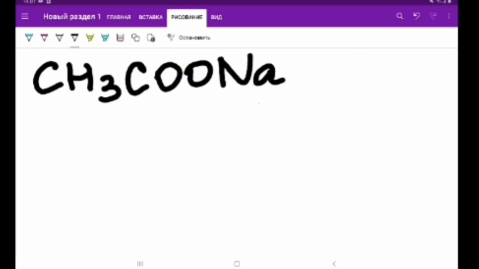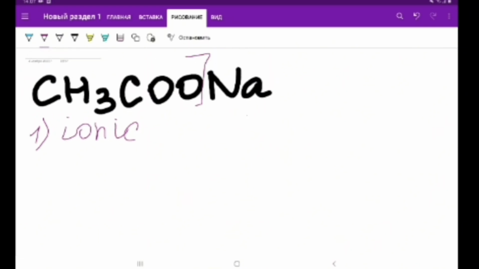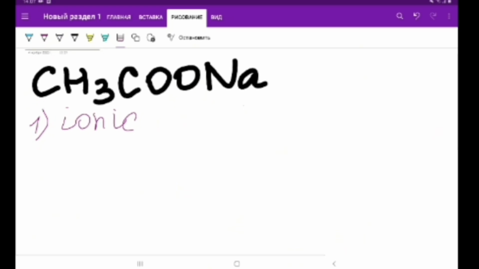Okay, let's take this molecule. Let's see what we can do here. In this case, we say it is ionic. Why? Because in solution it will be divided into ions. There will be covalent bonds, but sodium will be separated from this part, so there is an ionic bond between these two parts. Right, ionic.